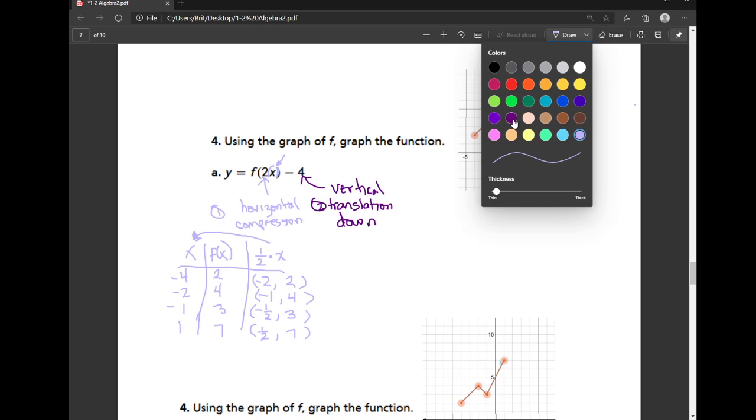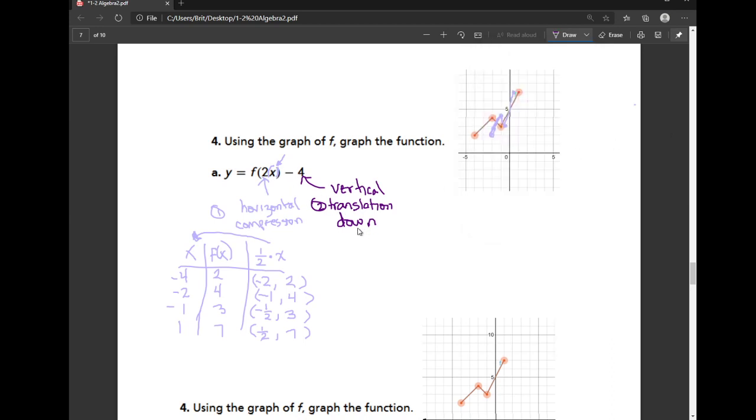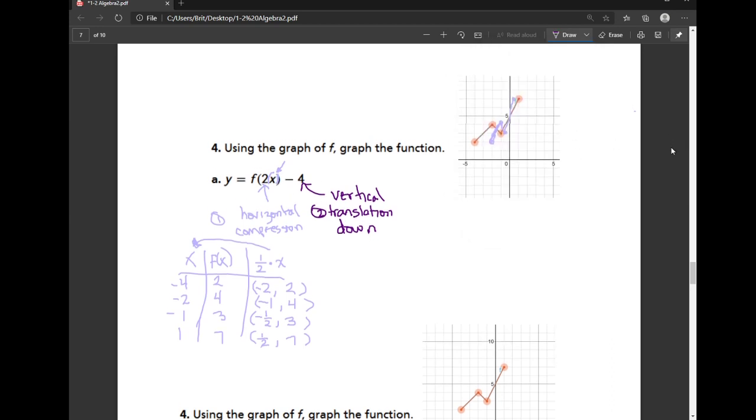Alrighty, so then our second transformation is to translate everything down by 4. So we take each of these anchor points and we give them a scooch. So down 4. You want to be careful with your points. Make sure they're not too messy. It's hard not to make them too big. And here we go. And so now that dark purple is the solution.